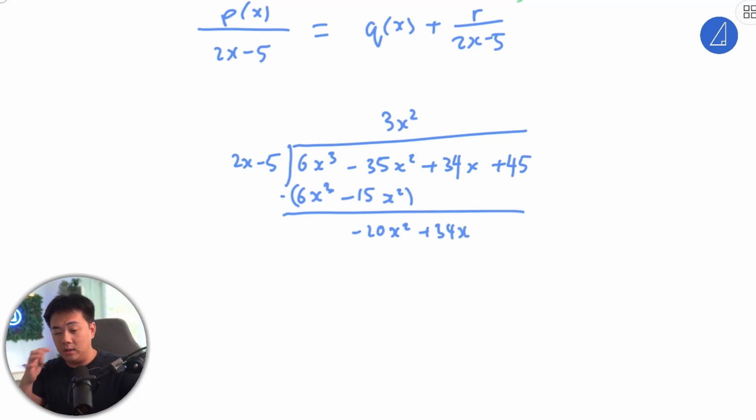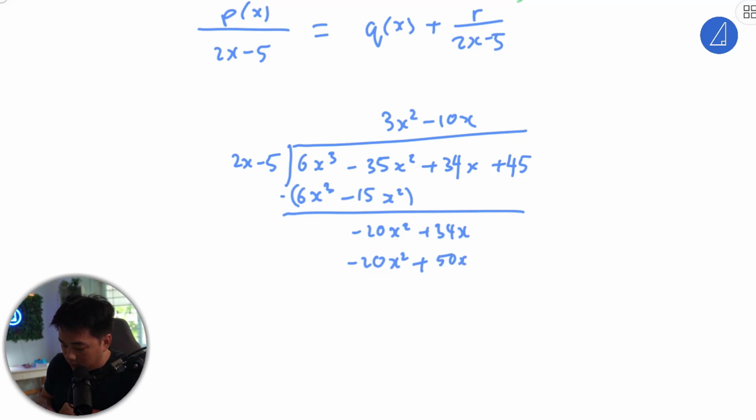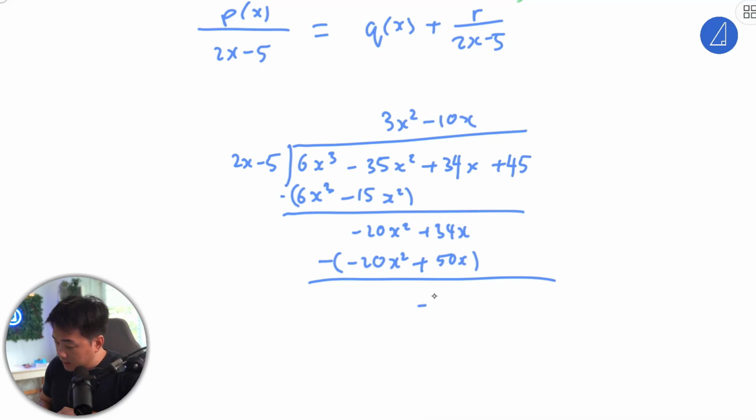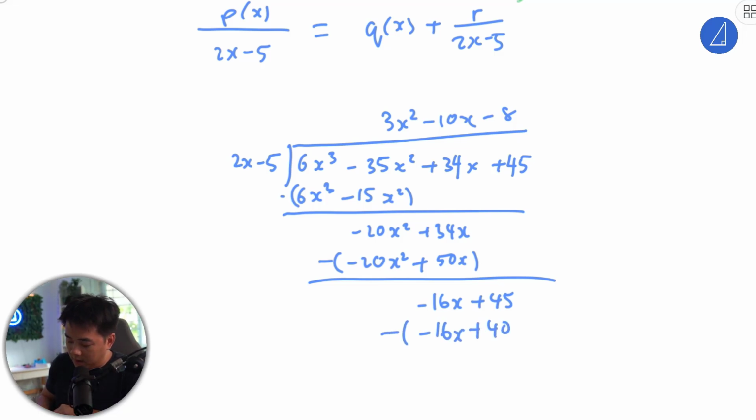Then do a long division again. Multiply by negative 10x here. So this will be minus 20x squared plus 50x. Right, then minus off. That will give us minus 16x plus 45. So in this case, lastly, we just multiply by minus 8. Minus 8 multiplied by minus 2x will be negative 16x. Then 40. Okay, minus this out.